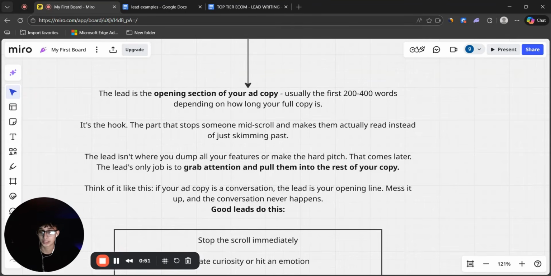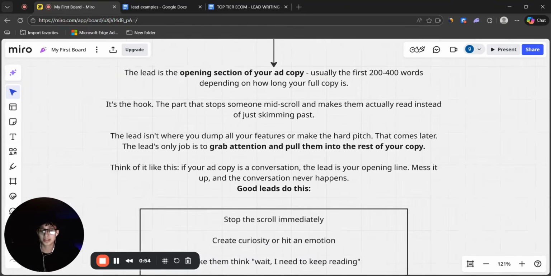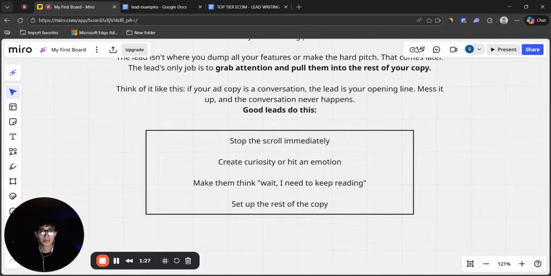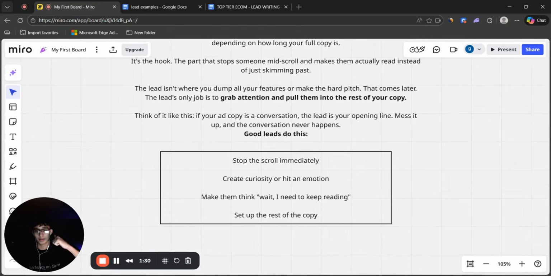Think of it like this: if your ad copy is a conversation, the lead is your opening line. If you mess it up, the conversation will never happen. So good leads stop the scroll immediately. They create curiosity and hit an emotion. They make the reader think, wait, I need to keep on reading this because I relate to this. And it sets up the rest of the copy, because it makes the reader want to keep on reading. If your lead sucks, your hook sucks, they're not going to read. You've already lost them, okay?